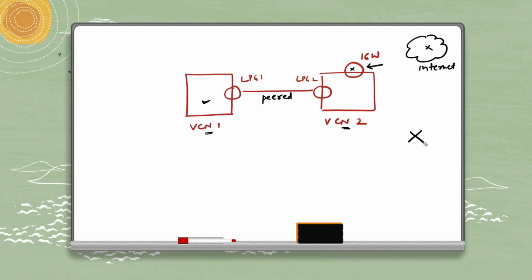They cannot send traffic using the internet gateway of a peered VCN. But the interesting part is, they can receive the traffic.